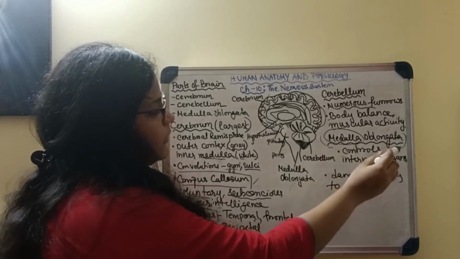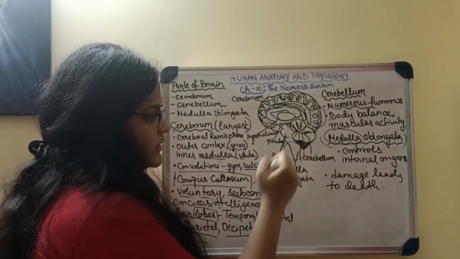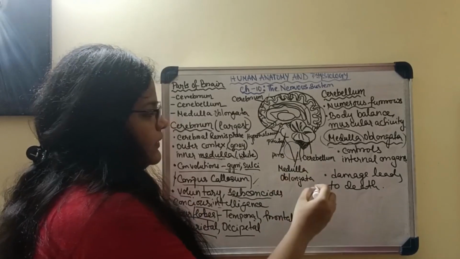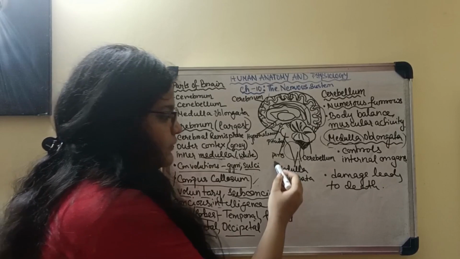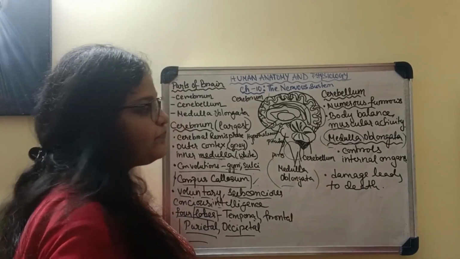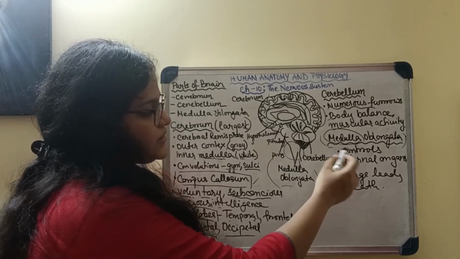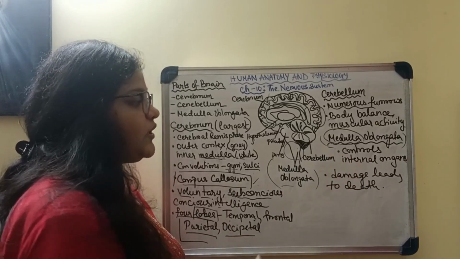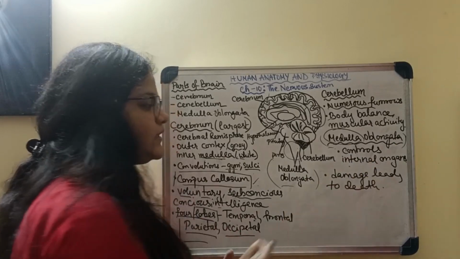Now medulla oblongata का पोजीशन कुछ यहाँ होता है. ठीक है. दैट इज बिलो द cerebellum and this medulla oblongata continues to the spinal cord. ठीक है. ये medulla oblongata जहाँ पे खत्म होता है वहाँ से spinal cord शुरू हो जाता है. ठीक है. Now what is the function of the medulla oblongata? The medulla oblongata का function होता है that is it controls the internal organs.